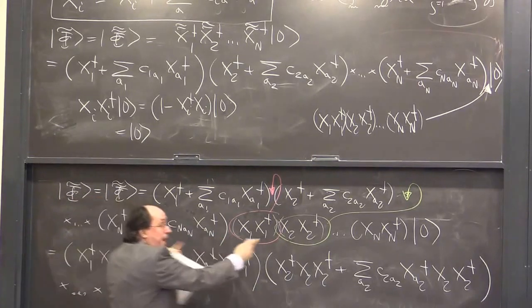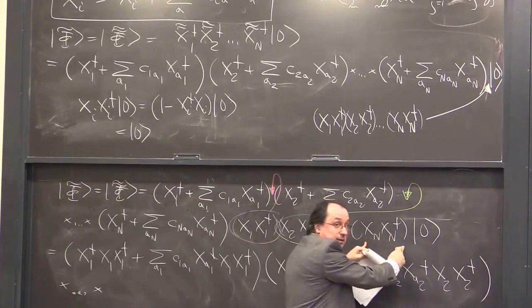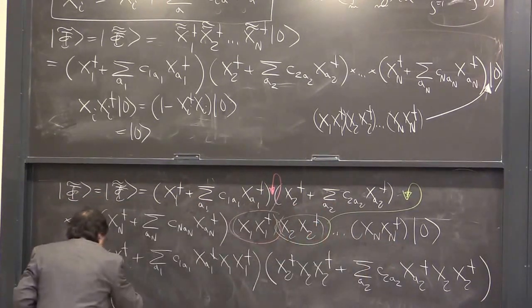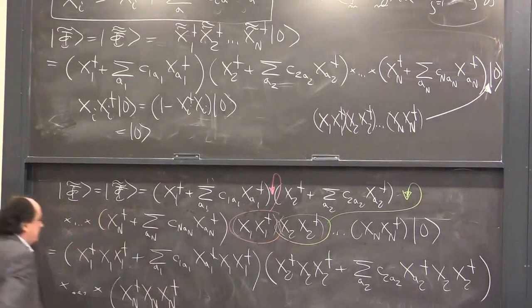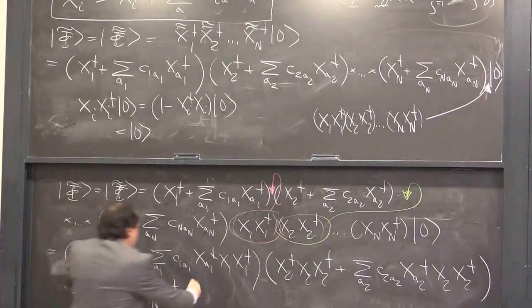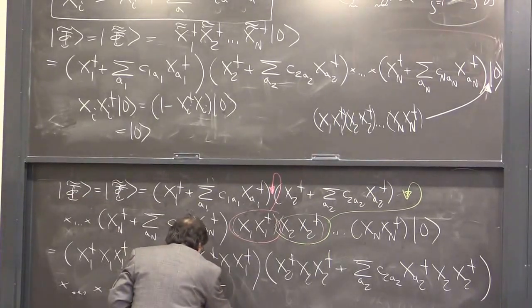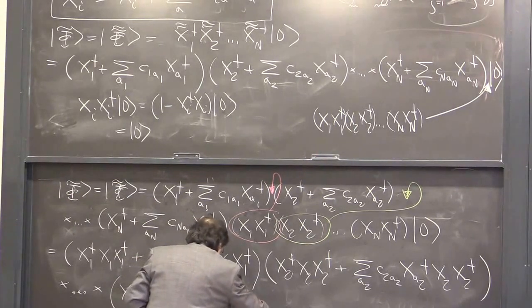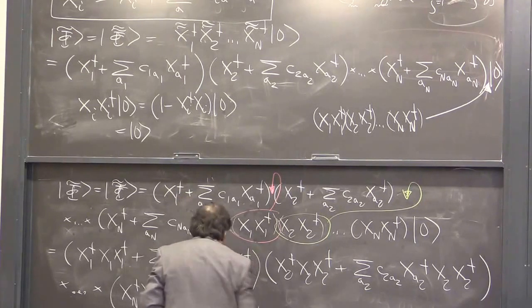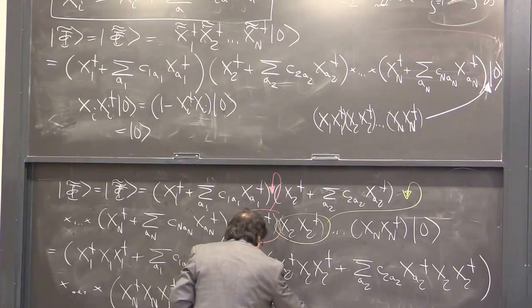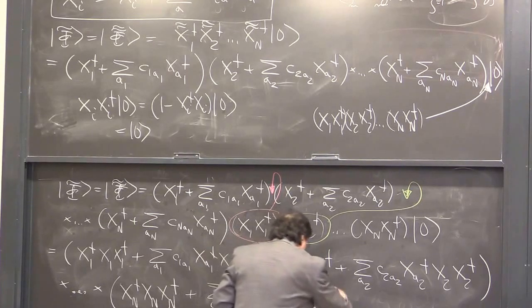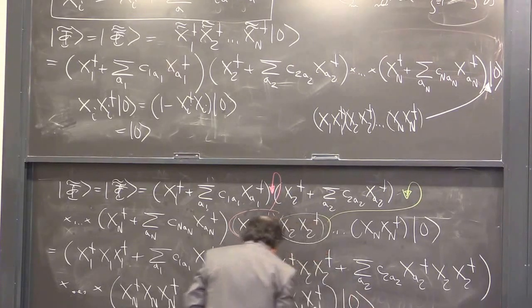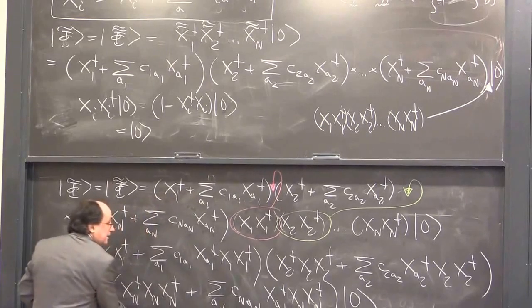This times this. Okay? In other words, you will end up with xn dagger, xn dagger, the triple product here, plus a summation over an, cn, an, x an dagger, xn dagger, close the bracket and act on the vacuum. That's what this expression is now. Okay?